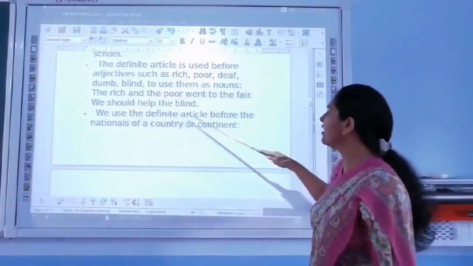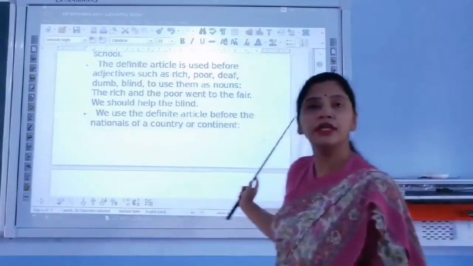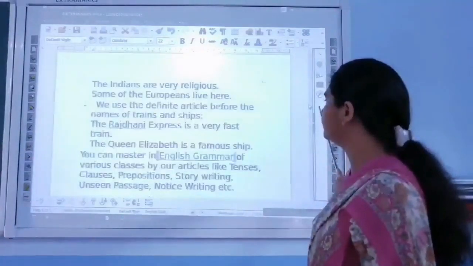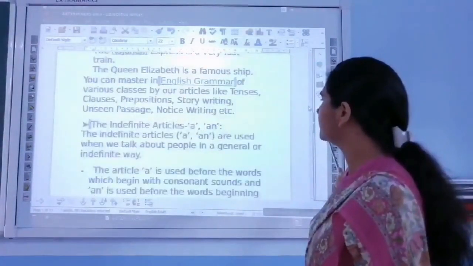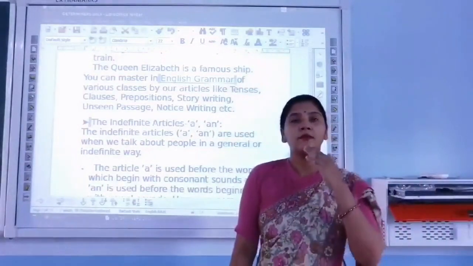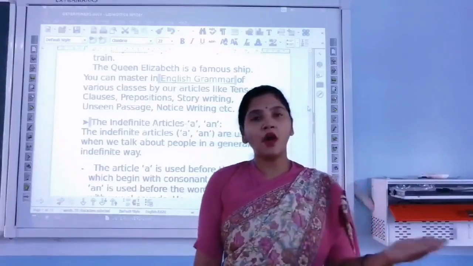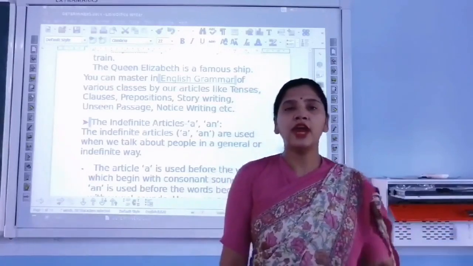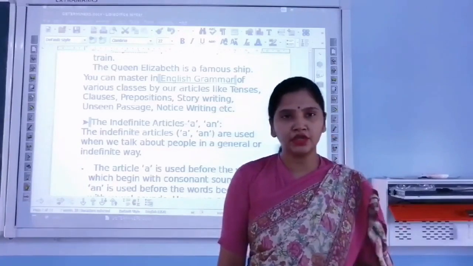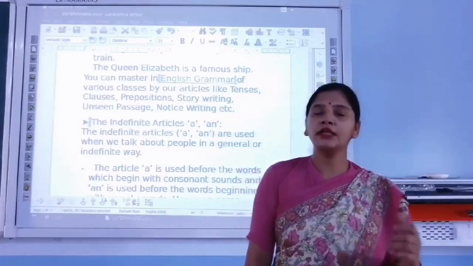We use the definite article before the nationals of the country and the continent. Before the name of the country and continent, we have to use the article. For famous books, mountain ranges, rivers, for all these, before that, we have to use the article the to indicate the specification of the noun. This is enough for the articles.